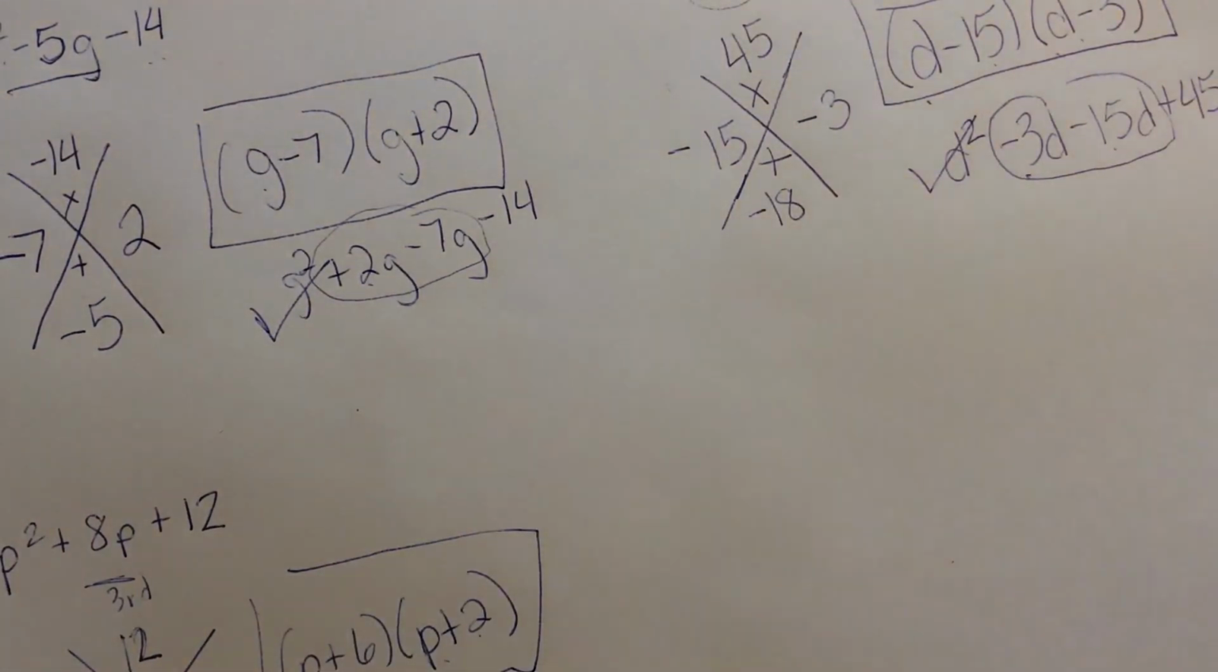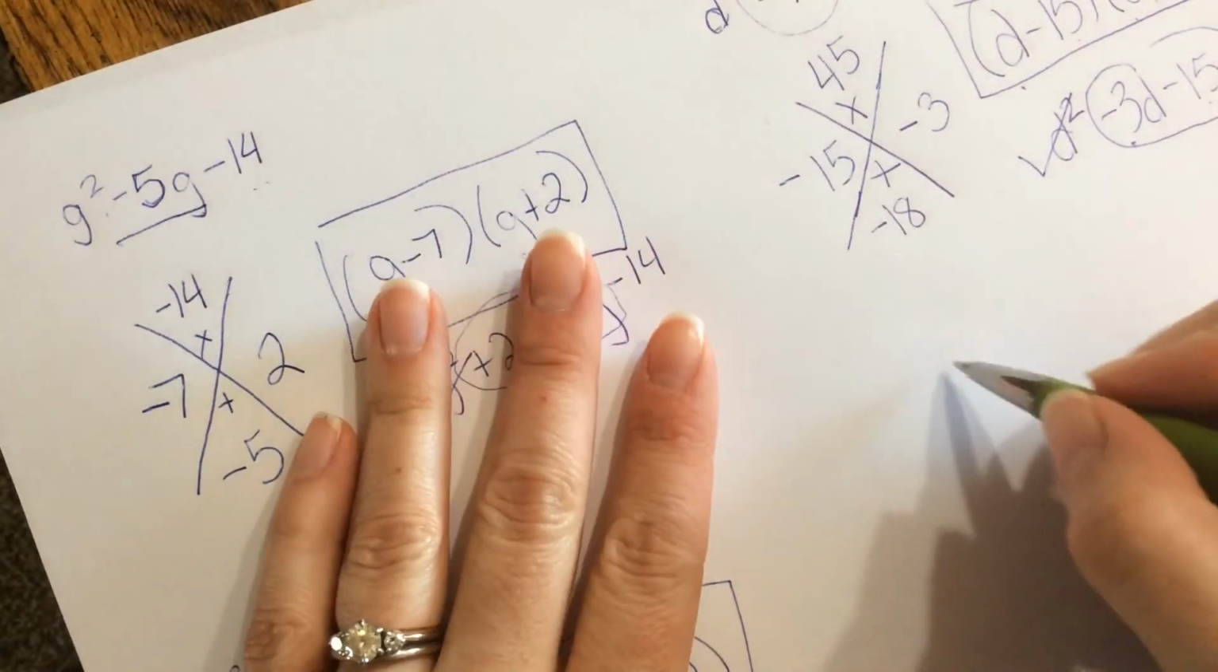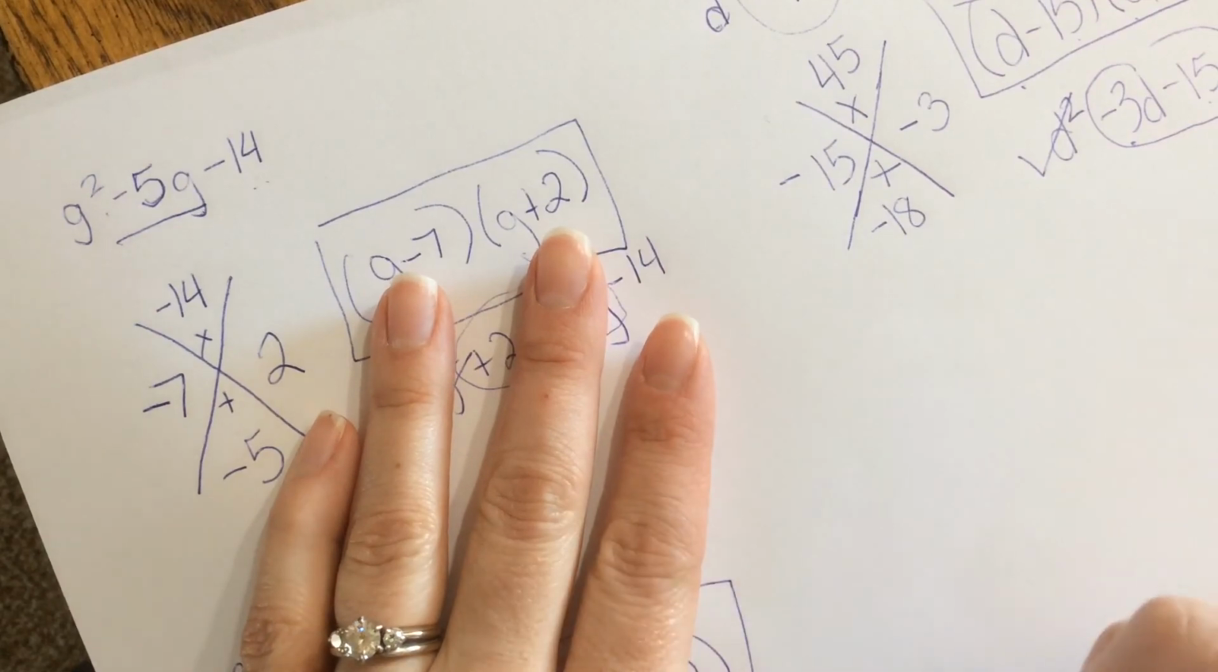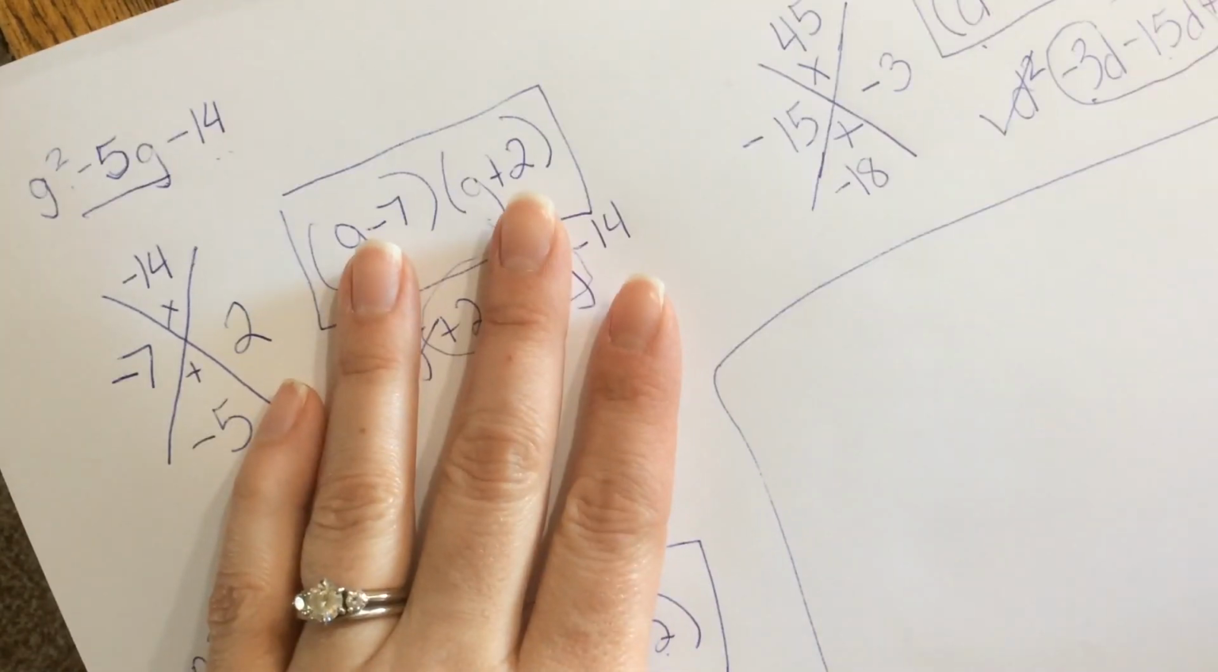So those are the ones with that leading coefficient of 1. Now let's look at some where we have a leading coefficient other than 1. These get to be the trickier ones because they take more guessing and checking.